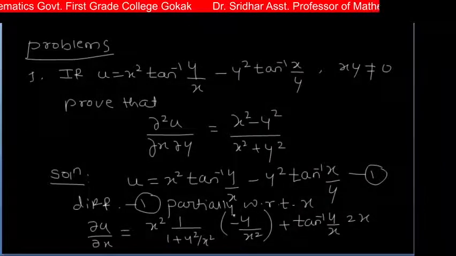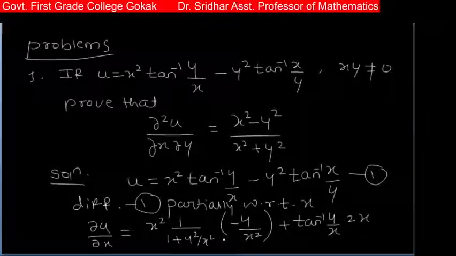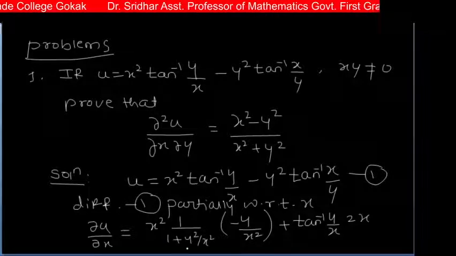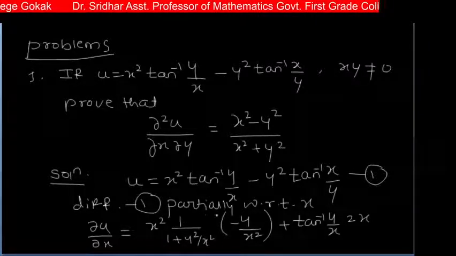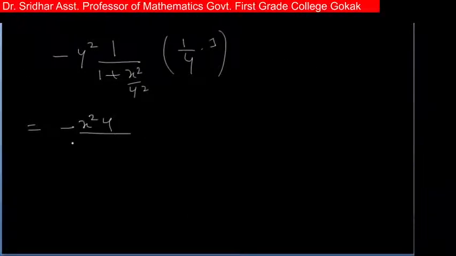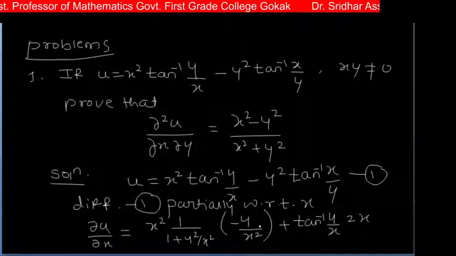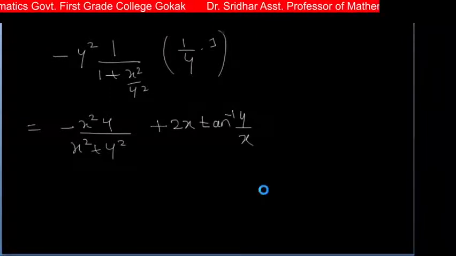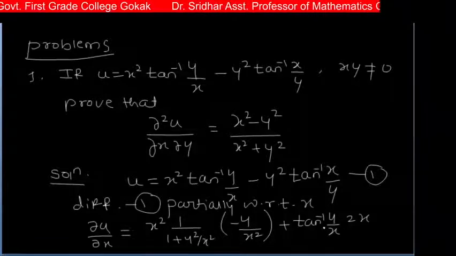Okay. So now simplifying here, the x square gets cancelled. Then by taking the LCM here, which gives x square plus y square by x square, this x square comes in the numerator, which gives minus x square y divided by x square plus y square, correct? Then plus 2x into tan inverse of y by x.